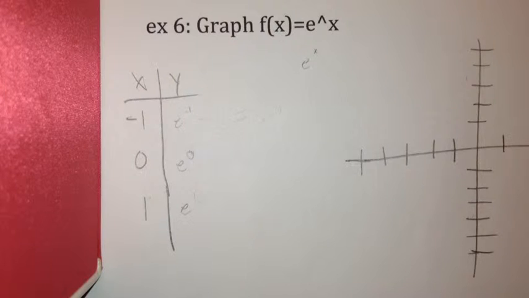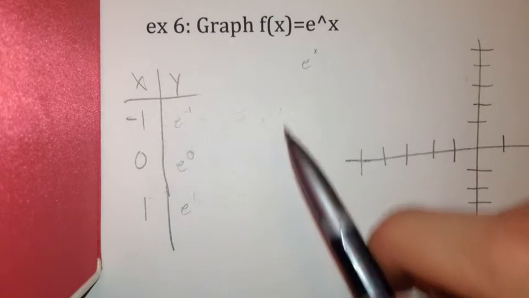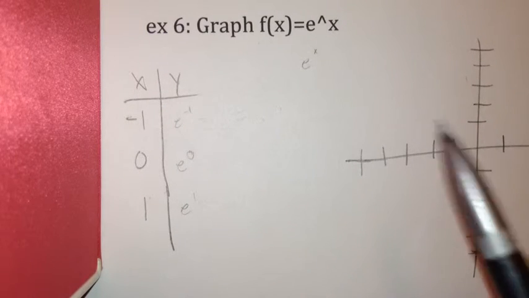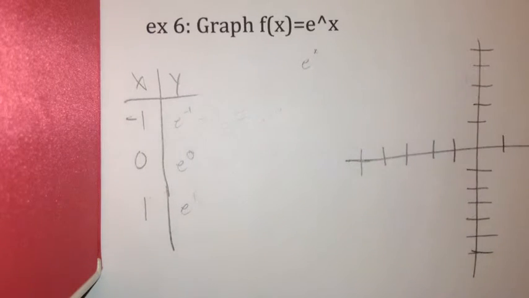Okay, so now we're on example 6. We're almost there. I know I'd be mad at me too if I had 7 examples in a lesson, but that's just how it goes. So now we have graph f of x equals e to the x. So e is just any ordinary number, basically. It's kind of like pi. It just has its special little symbol.